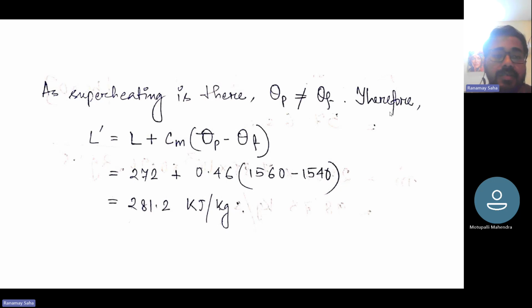Now it is said that there is superheating. So the latent heat actually changes here. We replace that as L dash. Okay. Now, the pouring temperature is not equal to the freezing temperature. So the L dash is then given by L, which is the ideal latent heat, plus Cm, the specific heat of molten metal, times pouring temperature minus freezing temperature. So you just plug in the values.